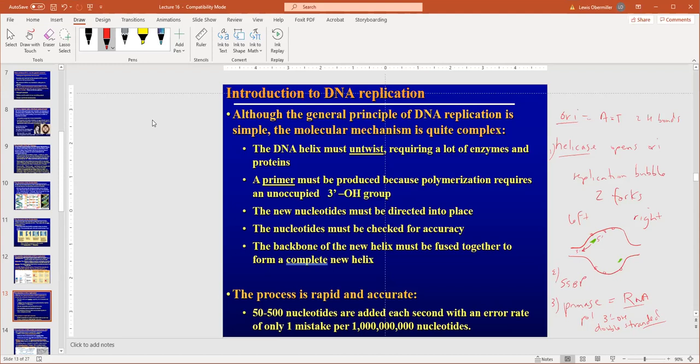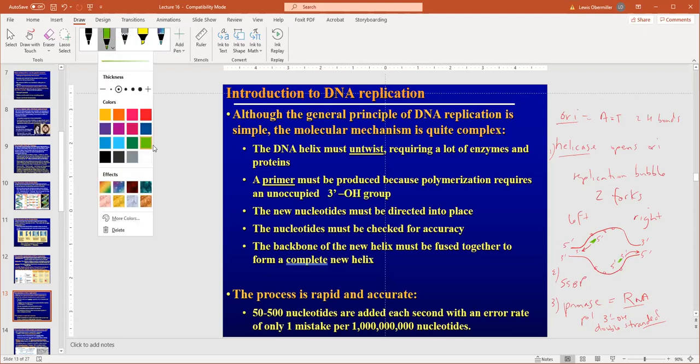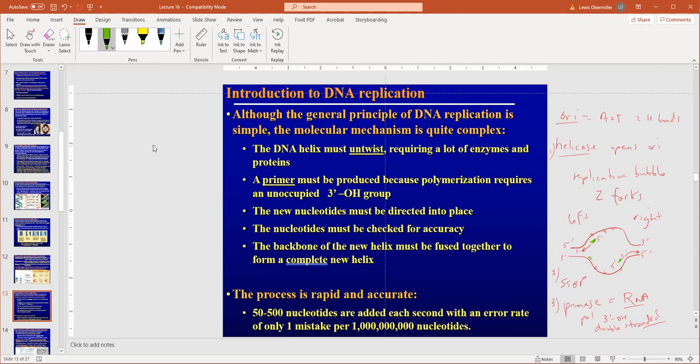So if I drew a copy in this direction, you should automatically know this is 5. That makes this 3. That makes this 5. That makes this 3. So you should be able to label all these ends from one end being labeled. And that means that this is the continuous strand, and this one is going to be made in fragments. So we got lots of primers laid down here.